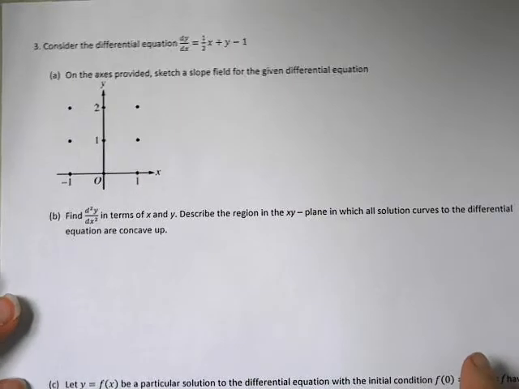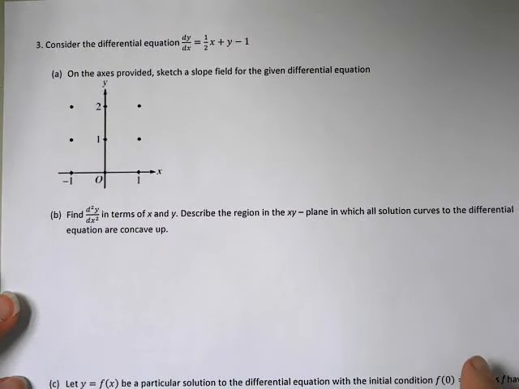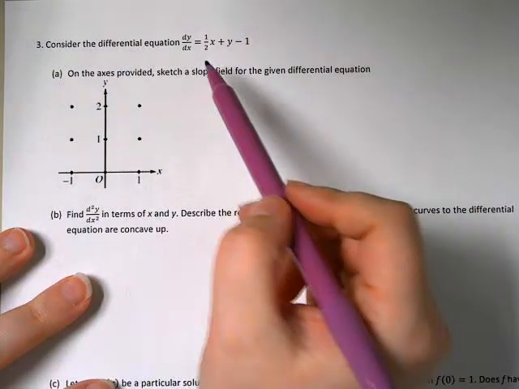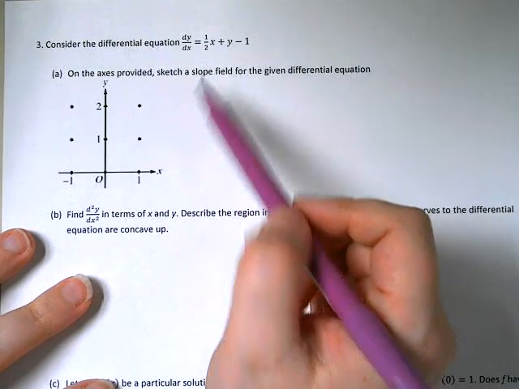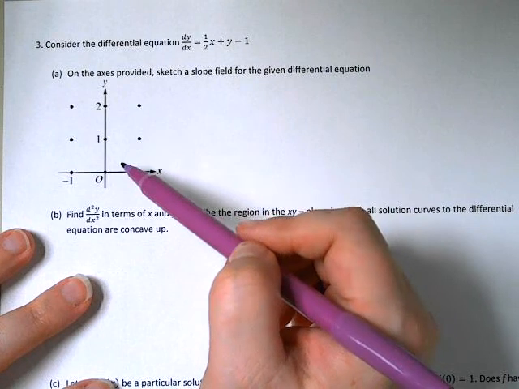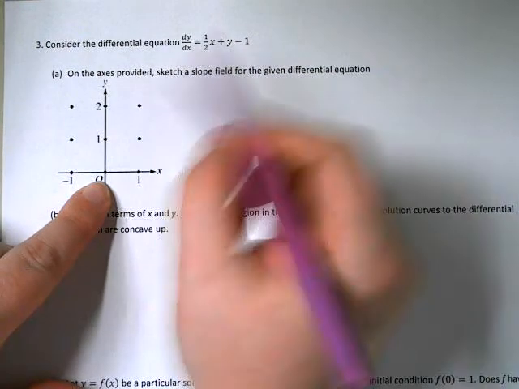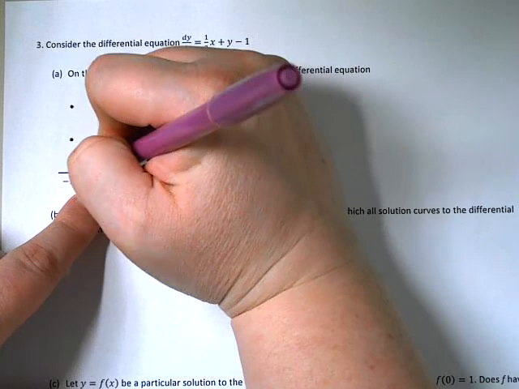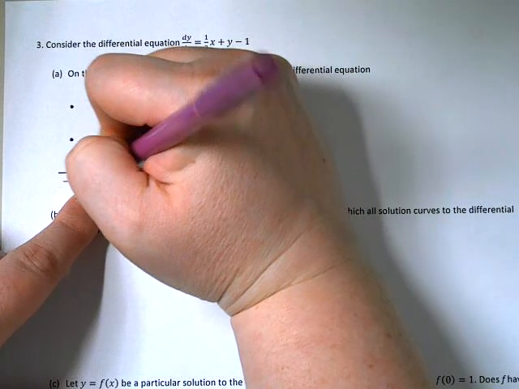So question 3 gives us this differential equation, and the first part asks us to go ahead and draw the slope field. So we're going to go ahead and do that. And unfortunately, we notice that it's not quite as easy as the last one, so we're just going to have to go point by point. So if I plug in the point 0, 0, I would have 0 plus 0 minus 1, and I would have a slope of negative 1.